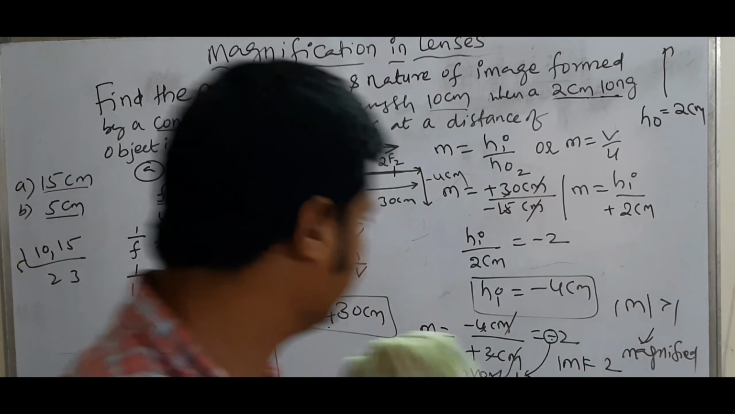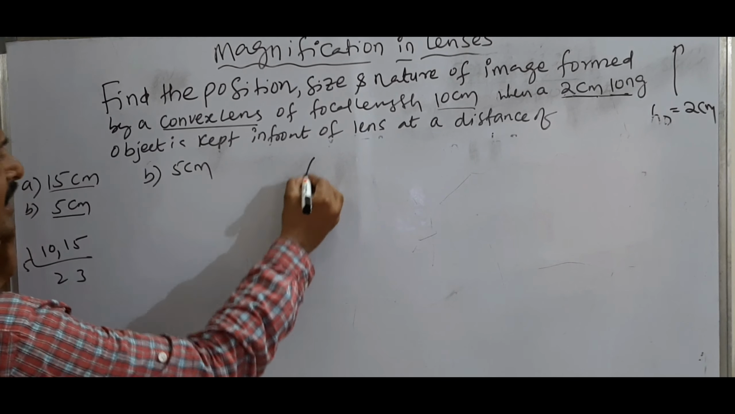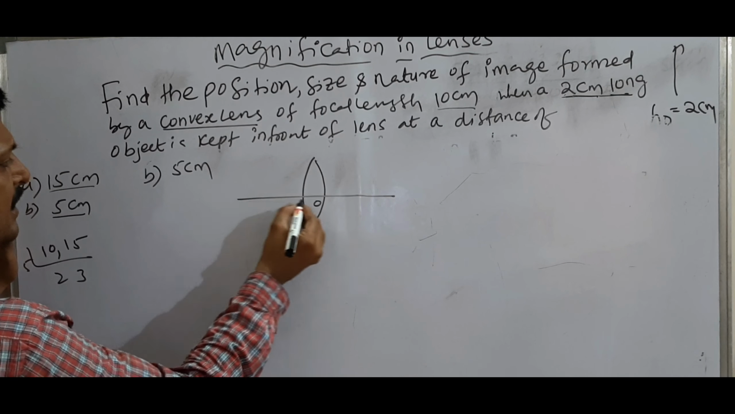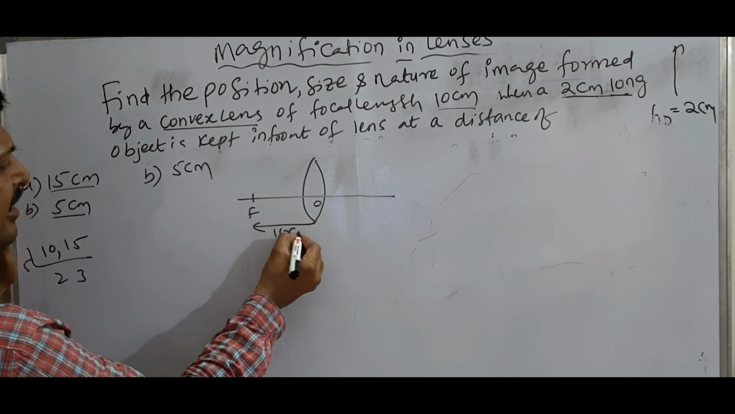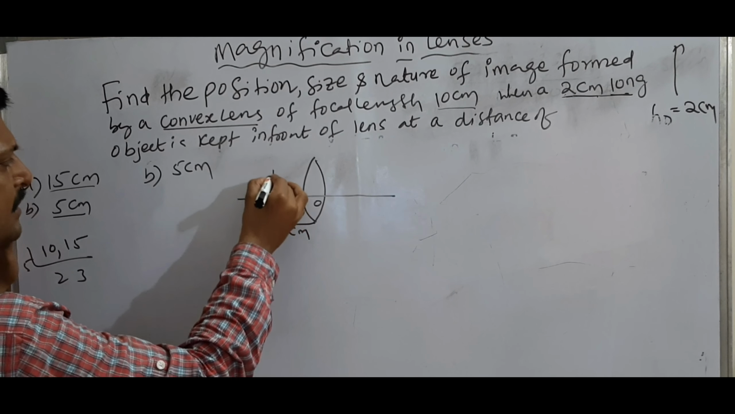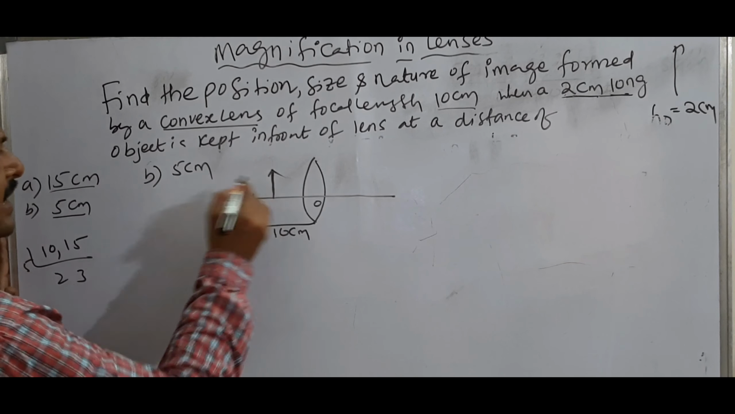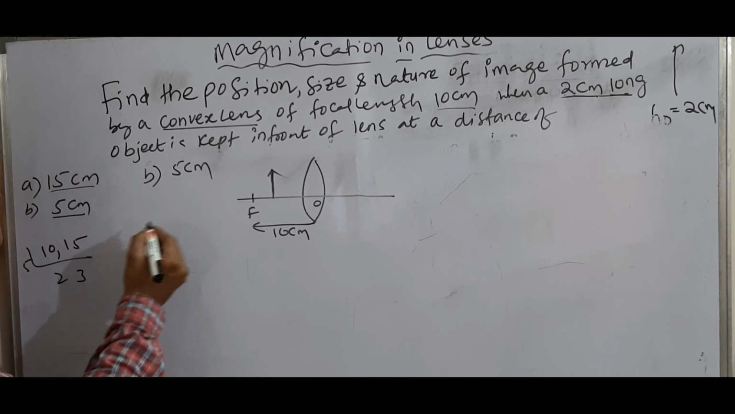Next, this is option A. This is 5 centimeters. Again a convex lens, optic center, and focus. Up to the focus, we know very well, this is 10 centimeters. Now the object is placed less than the focal length, at 5 centimeters. Which type of image is formed? Virtual, erect and magnified image. Right. Check the answer now.